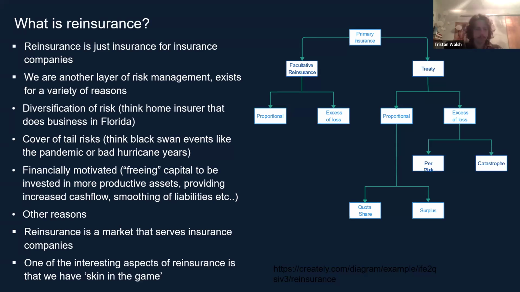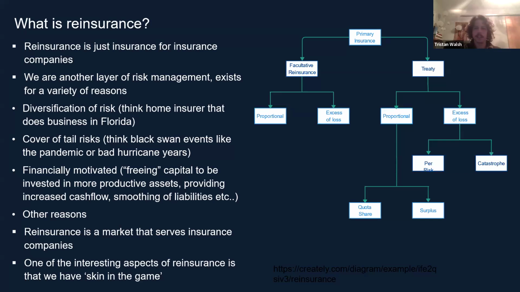So that's one reason. Another is coverage of tail events or black swan events. And so I list here a pandemic, for example. A lot of businesses or large events had coverages like that. I think the Olympics had coverage for a pandemic, for example, where although it's a very small risk, you still want to have insurance for that.